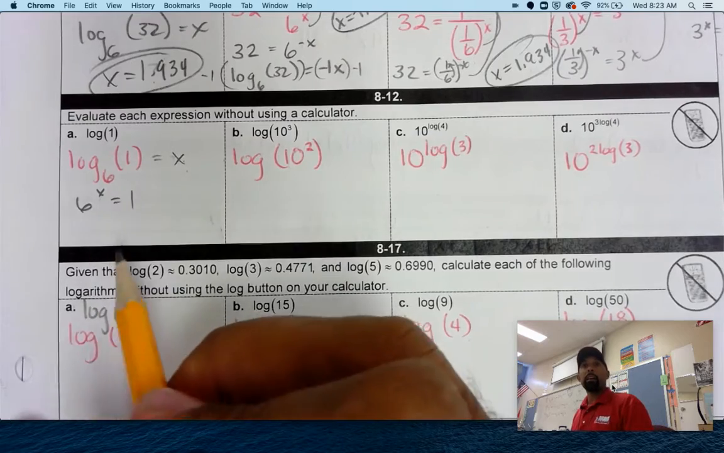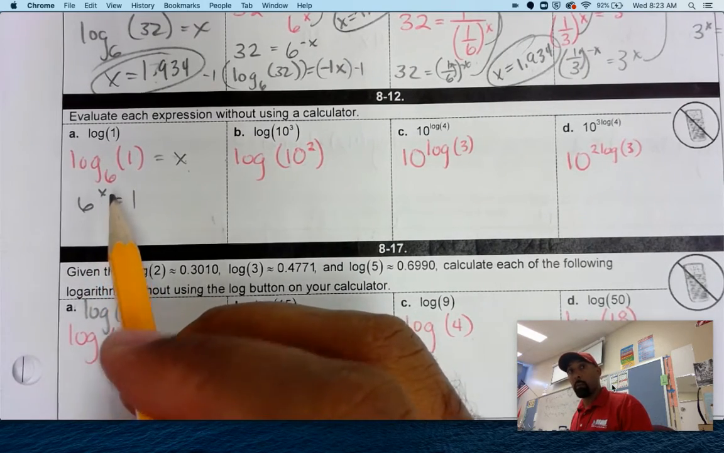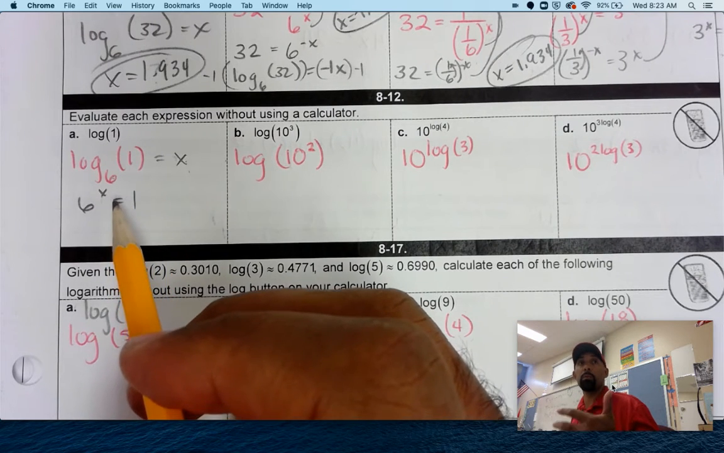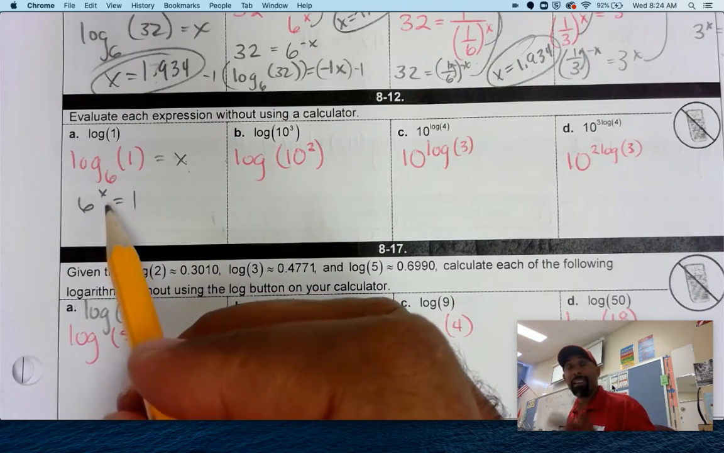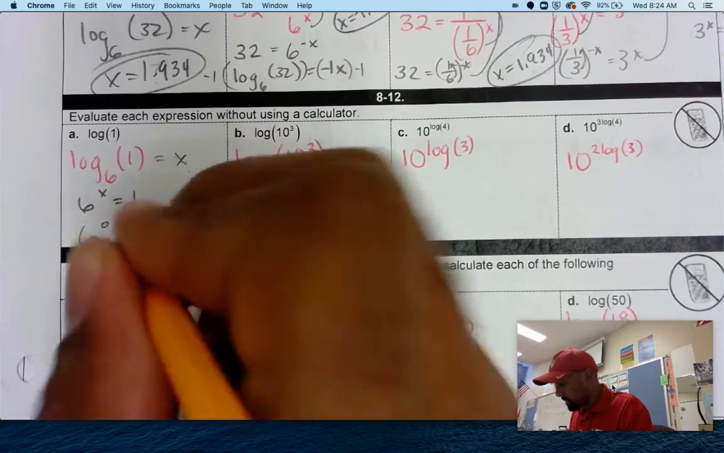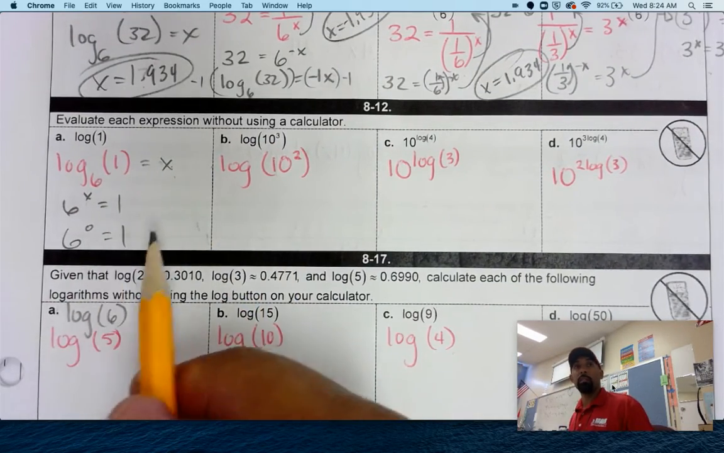Now, if you raise a number to some power and it equals 1, the only power that you can raise a number to where it equals 1, unless the number is 1 itself, is 0. So that means that in order to get 1 here, I'd have to raise 6 to the power of 0. And any number you raise to the power of 0 is going to be equal to 1.